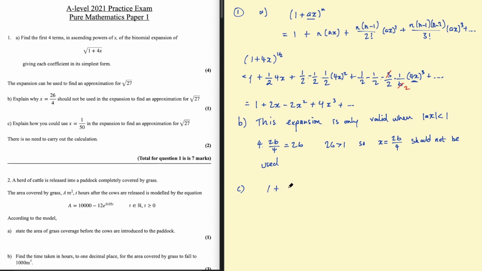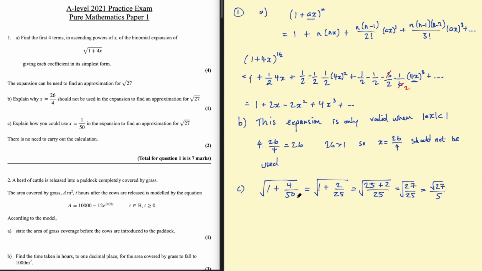So we've got 1 plus 4 on 50. So I've plugged that into 1 plus 4x. And this we could write as 1 plus 2 on 25. And then if we want to combine these numbers, we need to multiply this by 25 on 25. So this would be 25 plus 2 on 25, which we could write as 27 on 25. And we're taking the square root of all that, so I should have written the square root symbol. Okay, so the square root of 27 on 25 we could write as the square root of 27 on 5.